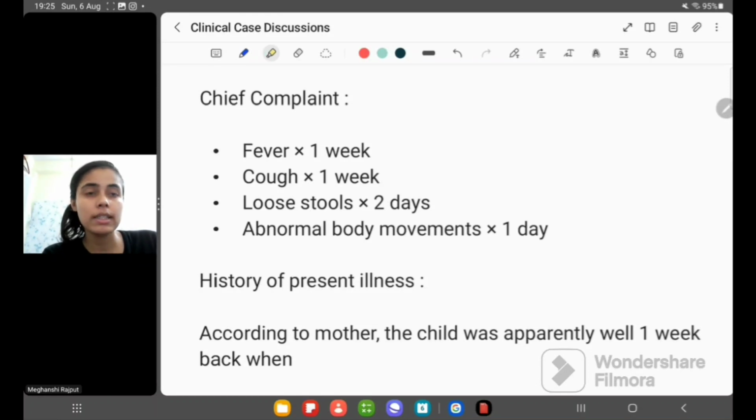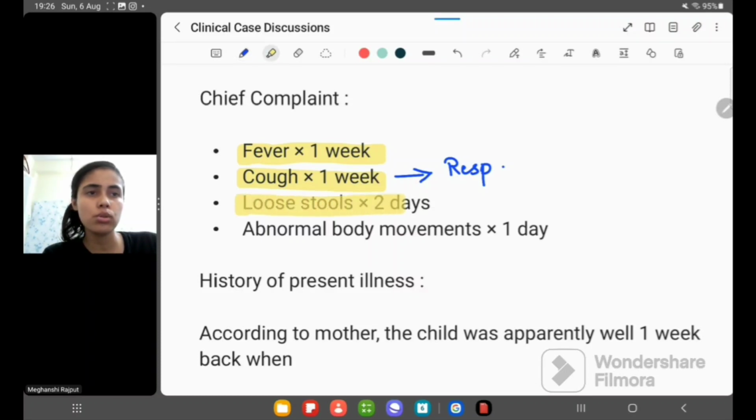Here, our child is presenting with fever for 1 week. So the fever is there from the past 1 week. You need to know vaguely what kind of etiologies would be there in a child. Then the child is also having cough from 1 week. So this cough and fever from 1 week make me think of a RESP case, because both are simultaneously occurring from the past 1 week.